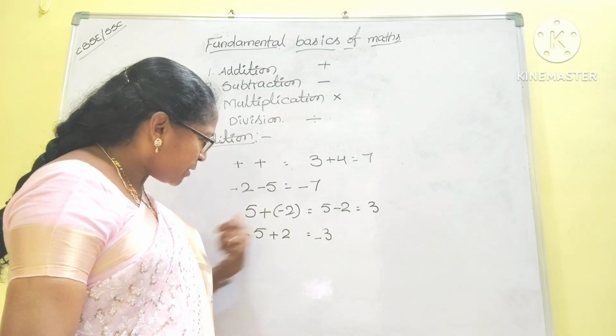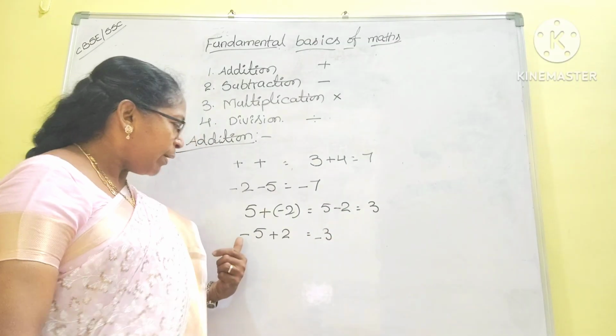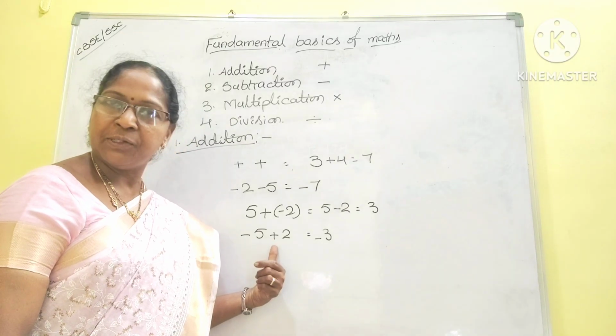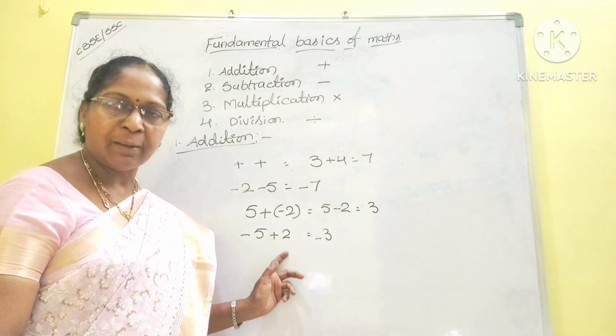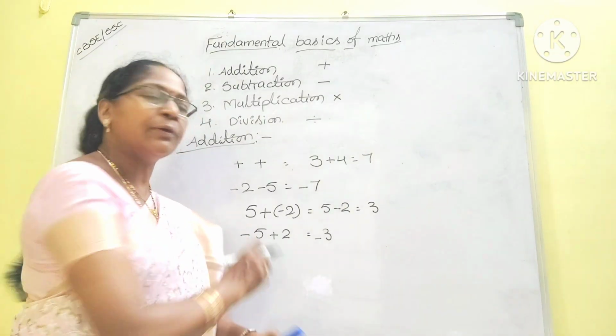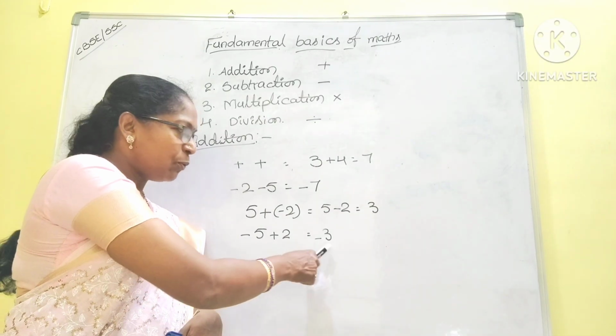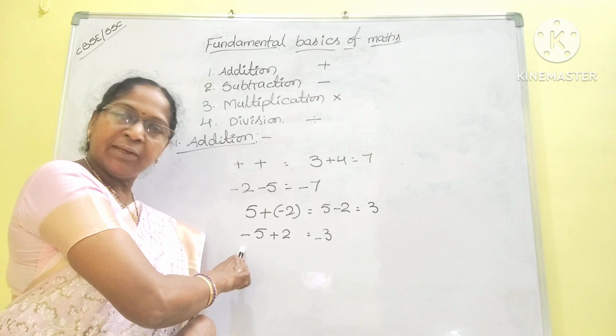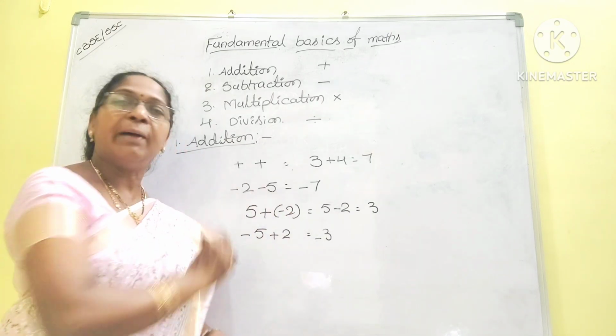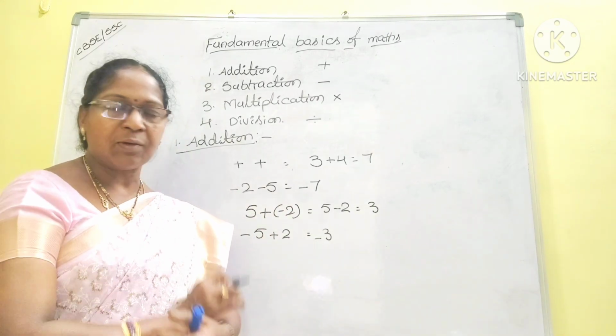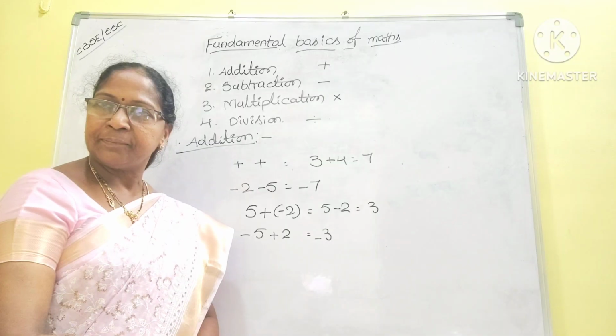But here also the same two numbers, but one is negative and another one is positive. That means a minus and a plus number are there. Then also you have to do the subtraction. So 5 minus 2 is 3, but 5 has the negative symbol, so you should write the minus symbol. This is the concept. Don't confuse.